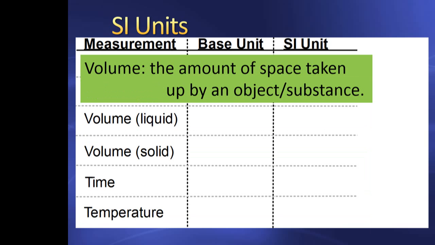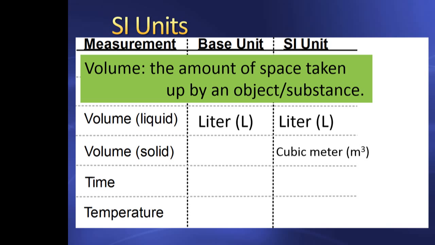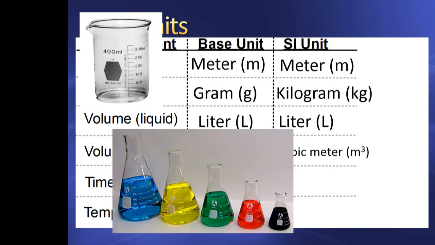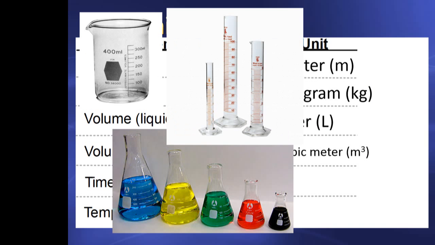Volume is the amount of space taken up by an object or substance. We have two different units for volume depending on the object. If the object is a liquid, we use liters as the SI unit. If the object is a solid, we use cubic meters as the SI unit. When you calculate length times width times height in math, you're calculating the solid volume of an object. To measure solid volumes, we use the same tools we do for length, then do a little calculating. To find the volume of liquids, we use things like a beaker, flasks, or graduated cylinders.